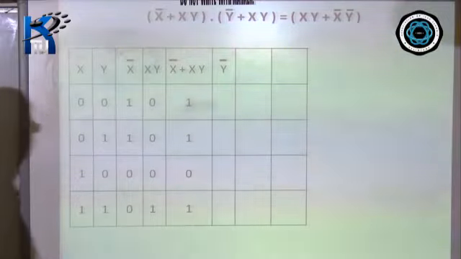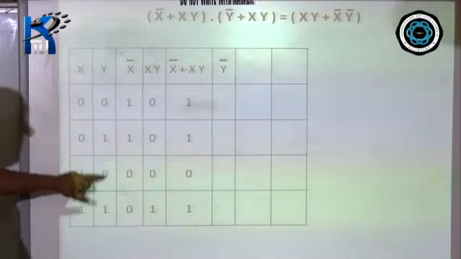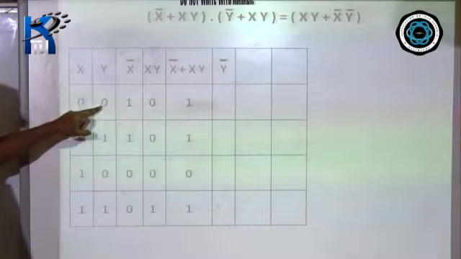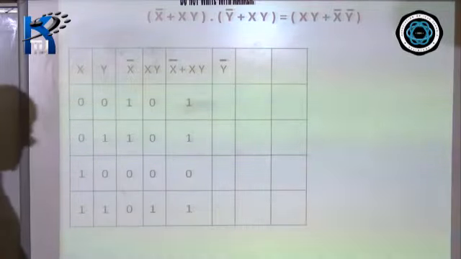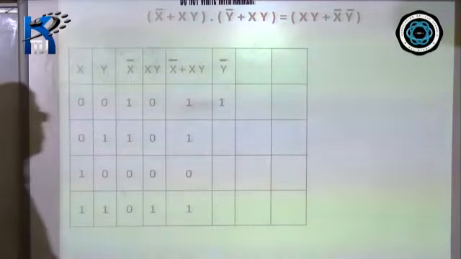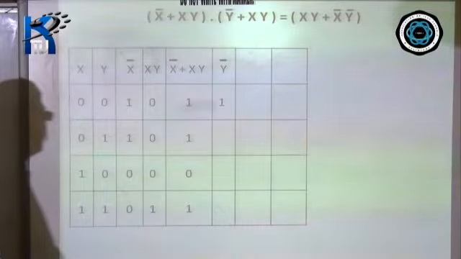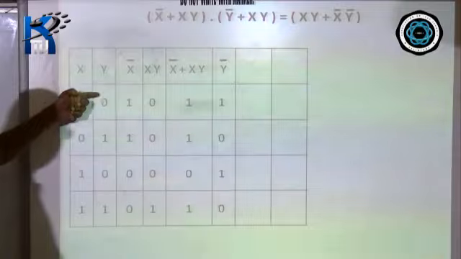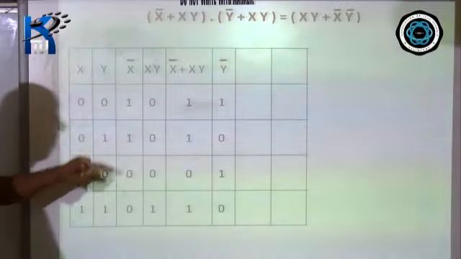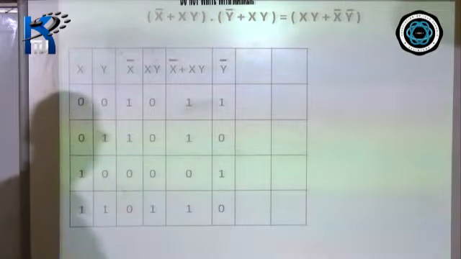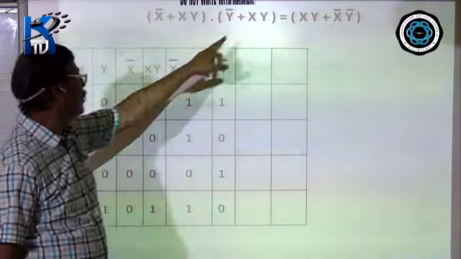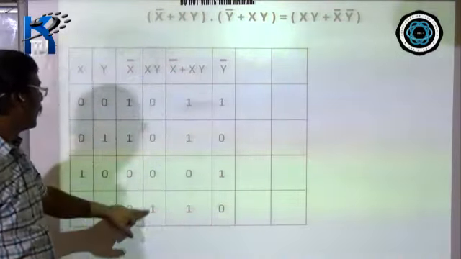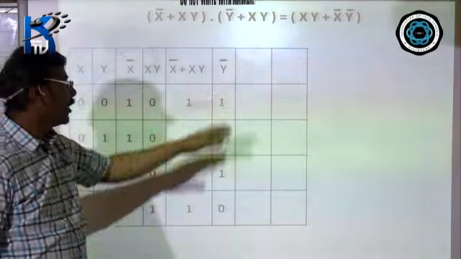So y complement. Y is here. So complement of y, that means 0 will become 1, 1 will become 0. So 0 becomes 1, then 1 becomes 0, 0 becomes 1, 1 becomes 0. So y was 0, 1, 0, 1. Y complement is 1, 0, 1, 0. Fine. xy we have already solved here, so we don't need to write it again.